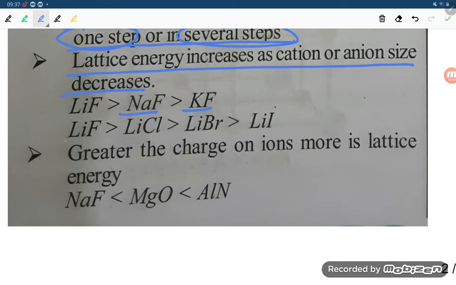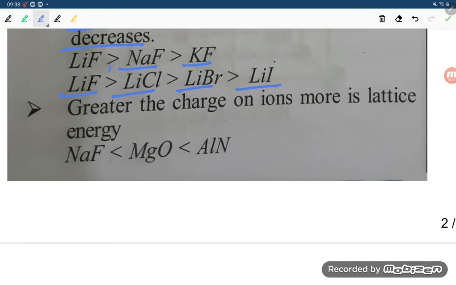Second point: LiF, LiCl, LiBr and LiI. In this case the halogen size increases. In the other case, the cation size increases, in Li+, Na+, K+. Here the halogen size increases. So in both cases, if the ions are smaller, the lattice energy will be high.